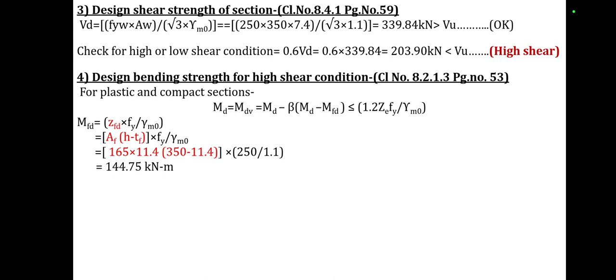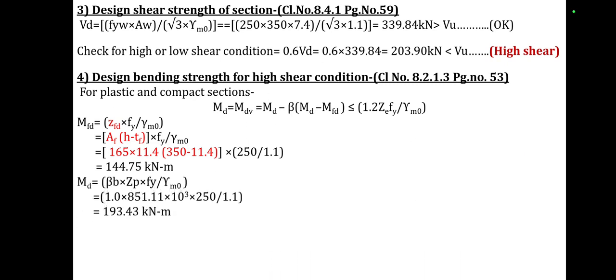165, that is the BF, into the thickness of flange, and that is TF, into bracket H minus TF, that is the total depth minus thickness of the flange, divided by 1.1, that is the value of gamma m0. We get the value of MFD as 144.75 kilonewton meter.